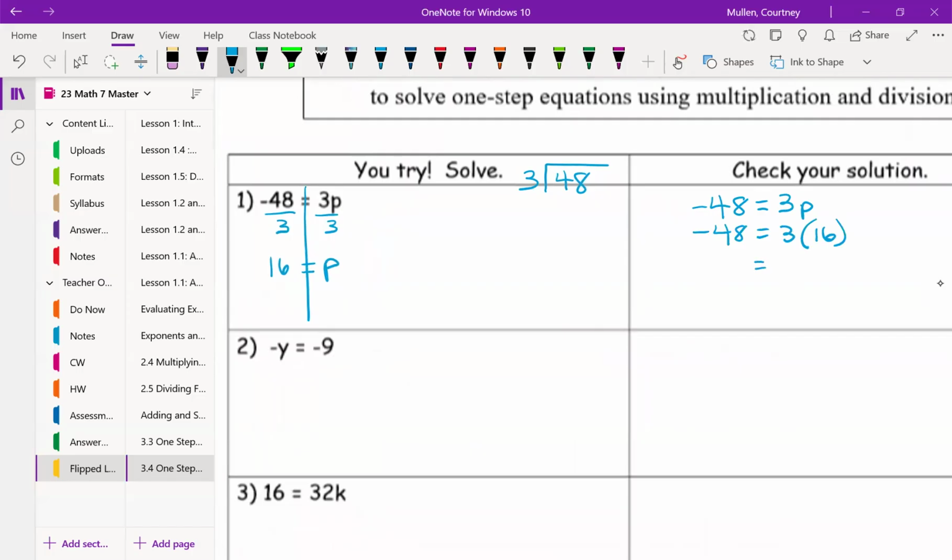What's 3 times 16? It's 48. But does negative 48 equal positive 48? It doesn't. Did we make a mistake on our solution? We did. This should be negative 16. So this would be negative here.